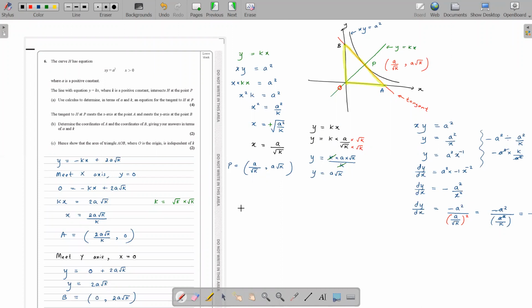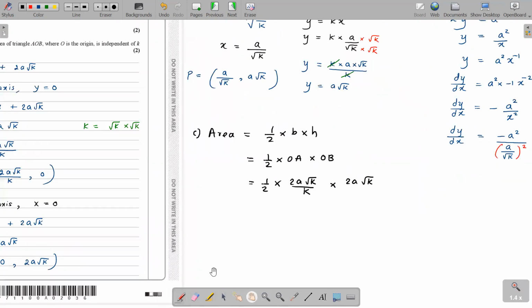Can't you get the area? So area is half into base into height, right? Because it's a right angle triangle. Or you could use half ab sine C, it's entirely up to you. So half into base, you could use the OA length, and for height, you could use the OB length. Do you agree with me? Half, OA length is the x coordinate of A, 2a root k over k, times OB, the y coordinate of B, 2a root k.